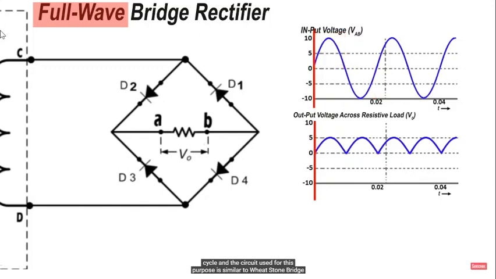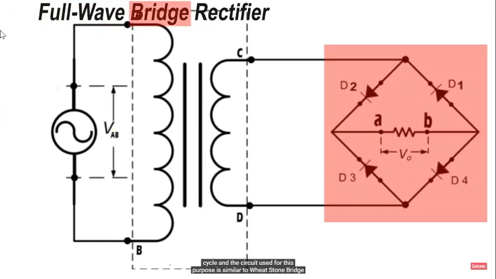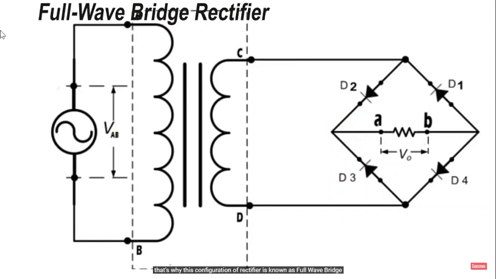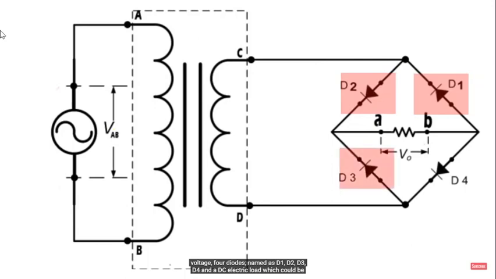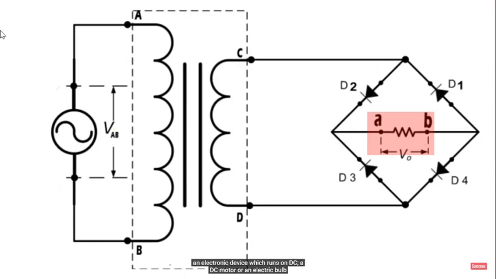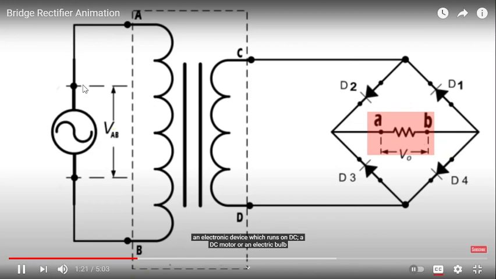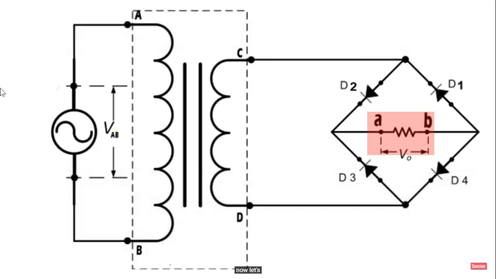And the circuit used for this purpose is similar to Wheatstone bridge. That's why this configuration of rectifier is known as full wave bridge rectifier. It consists of an AC supply, a transformer to change the level of voltage, four diodes named as D1, D2, D3, D4, and a DC electric load, which could be an electronic device which runs on DC, a DC motor, or an electric bulb.